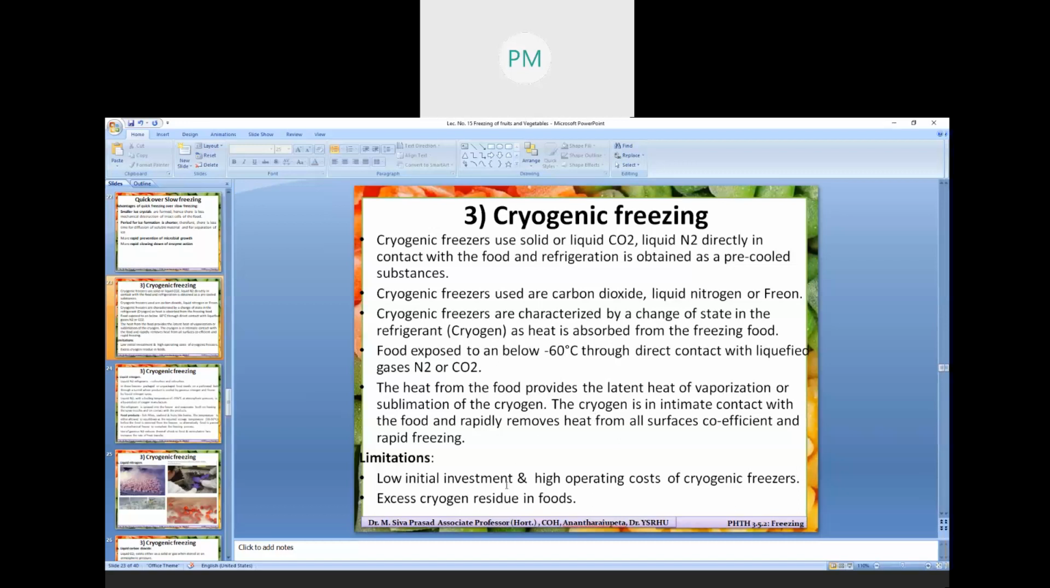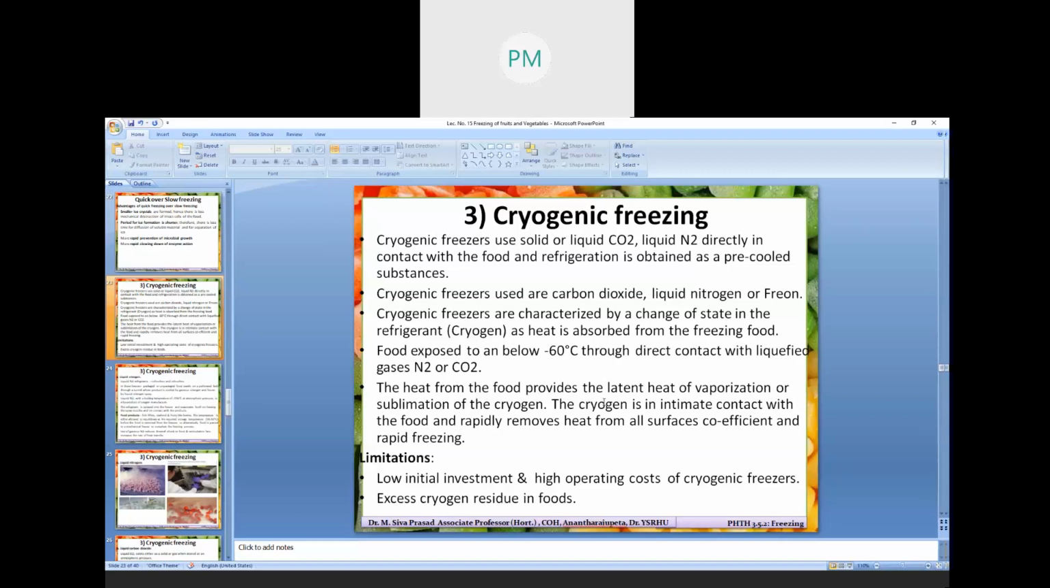The problem with this cryogenic freezing is the initial high investment and operation costs, and cryogen residue in the food. The presence of liquid nitrogen or liquid carbon dioxide residues in the food is the main problem. This provides the latent heat of evaporation or sublimation of the cryogen. This cryogen will be in close contact with the food, which removes the heat. That is how it removes the heat from the food.